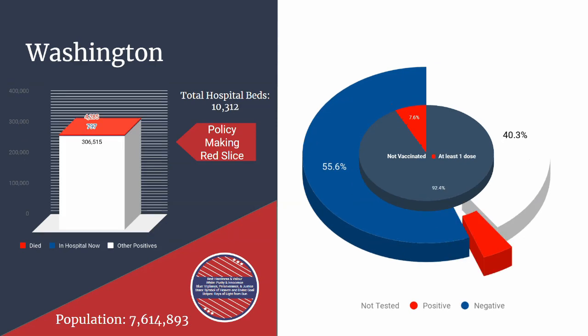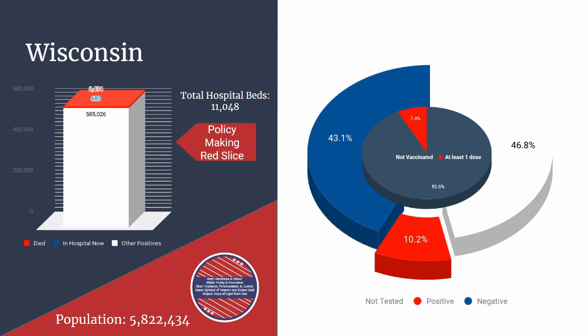Washington vaccinated 7.6% of their population. Their negative tests are at 55.6%, positives at 4.1%. 4,200 people died, 797 are hospitalized, with 10,000 hospital beds. Wisconsin vaccinated 7.4% of the population. Their negative tests are at 43.1%, positive tests at 10.2%. 6,400 people died, 680 are hospitalized, 11,000 hospital beds.